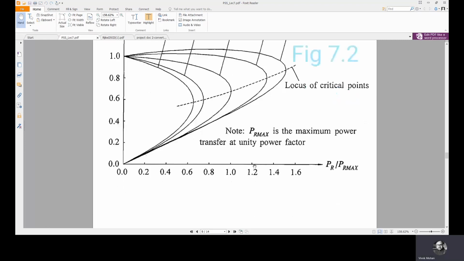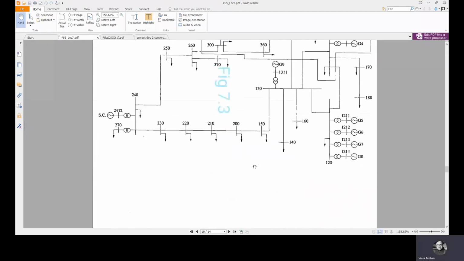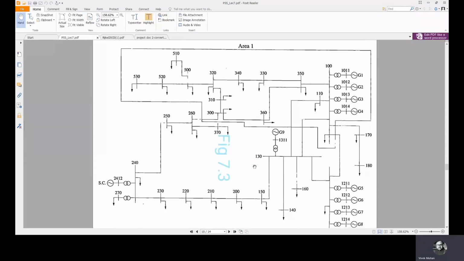Now, another point which we'll see is with respect to a multi-machine power system. This is a multi-machine power system having 10 generators: 4 generators here, 4 generators here, and 1 synchronous condenser here. So basically 8 synchronous generators and 1 synchronous condenser, that is 4 plus 4, 8 plus 1, 9 plus 1, 10.